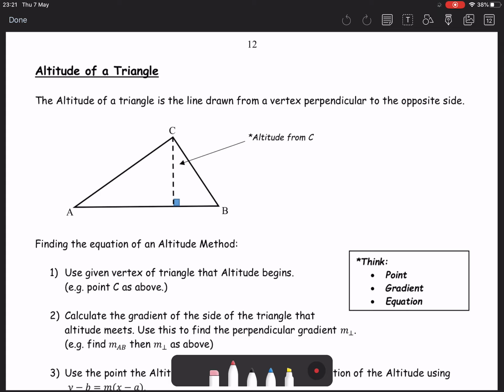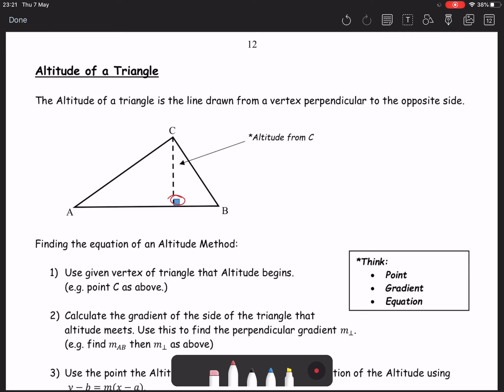This time it's on the altitude of a triangle. It's the exact same as the perpendicular bisector. It's really important for you to know the definition of what an altitude is. An altitude has to come from a triangle, and we talk about the altitude from a vertex to the opposite side. In particular, it meets the opposite side at right angles.